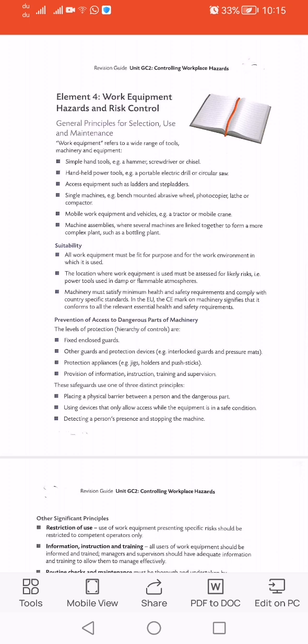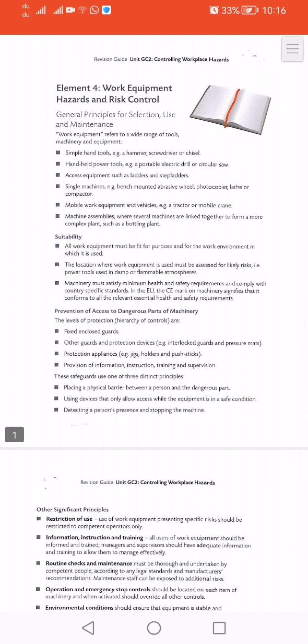Then we're talking about point number 5, mobile working equipment like vehicles, right? What are the equipment? Like tractors, also mobile cranes. All these things have hazards. If you use them the wrong way, it can lead to accidents.